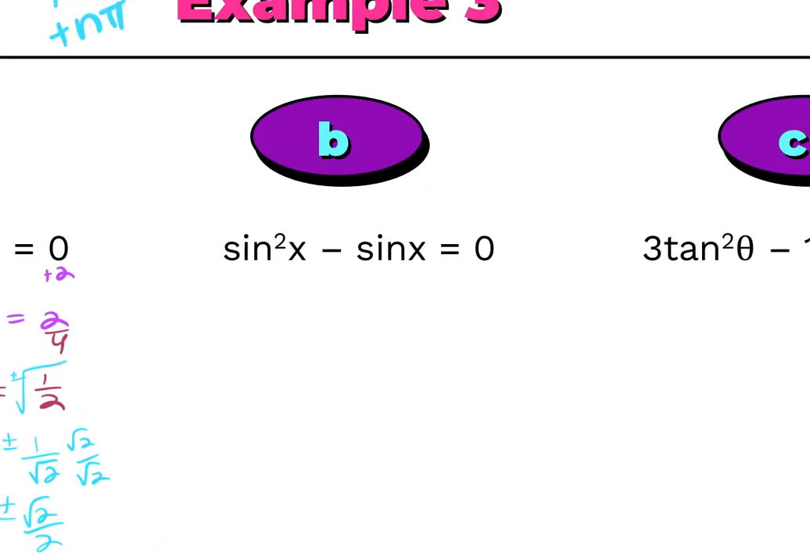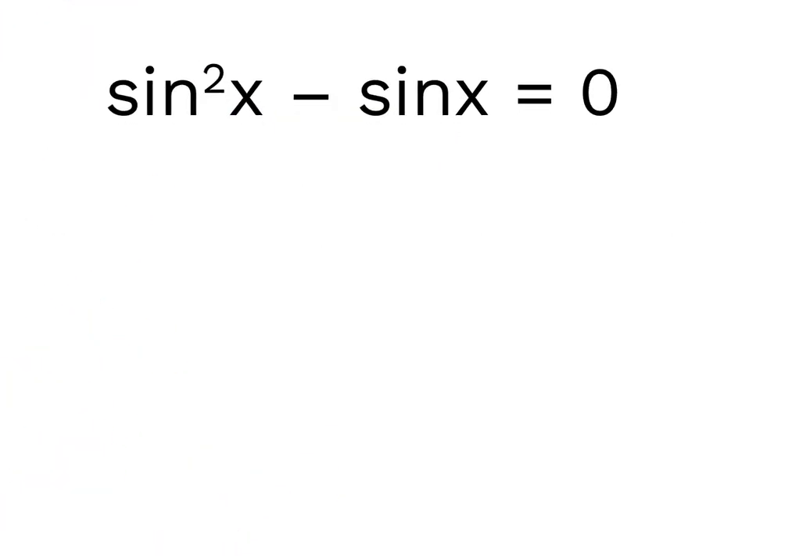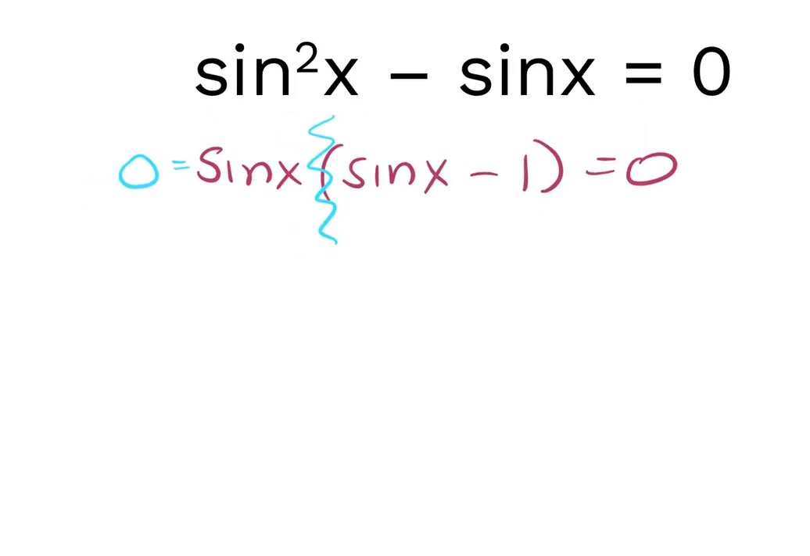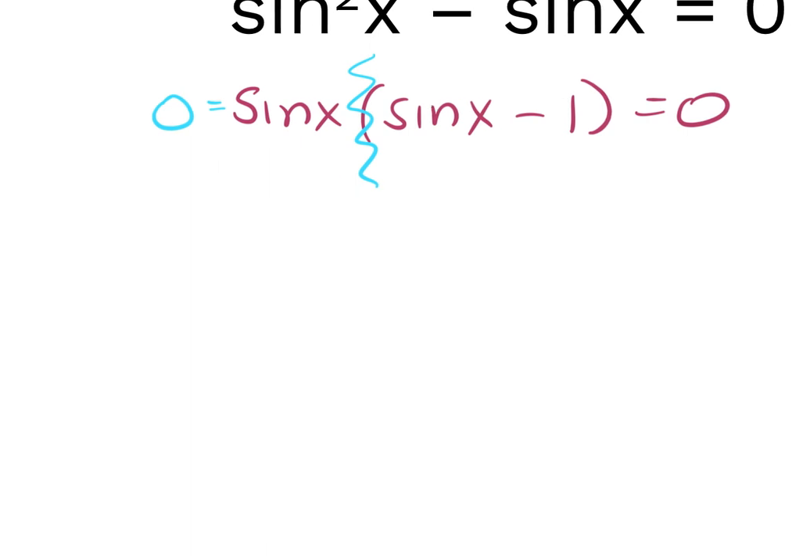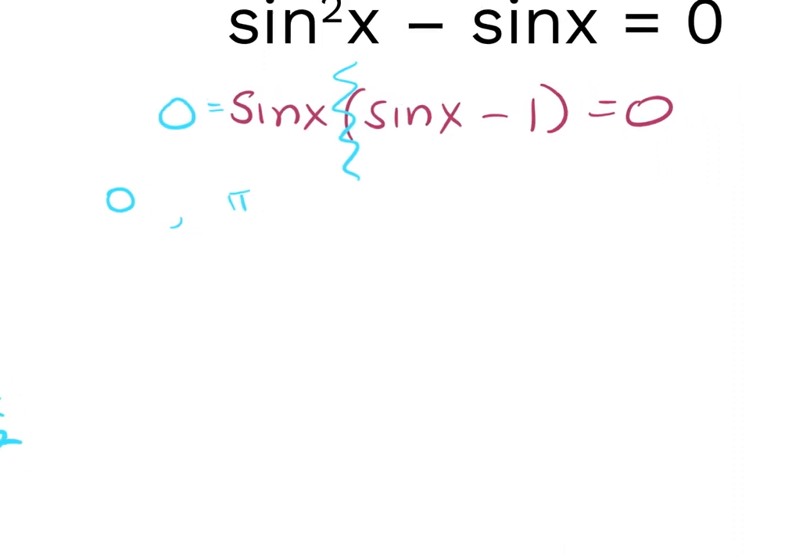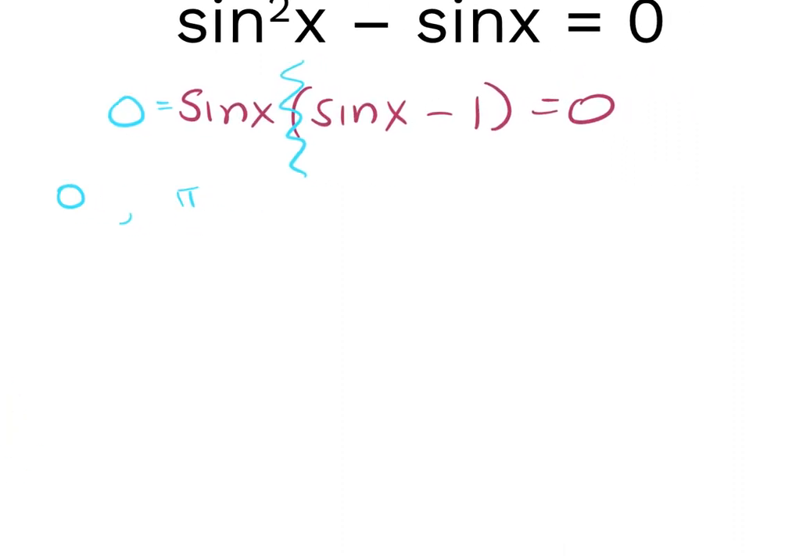All right, go to B. What do you do here? Good, factor. If that said x squared minus x equals 0, you would factor out an x. So now it's just sine squared x minus sine. I'm going to factor out a sine. And I get sine of x times sine of x minus 1. And then there are two separate expressions, so I'm going to split and solve. Where is sine 0? 0 and pi. Where is sine 1? Pi over 2. And each of those would get your 2n pi's.